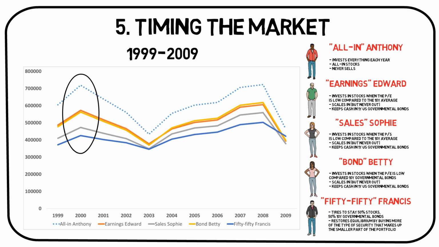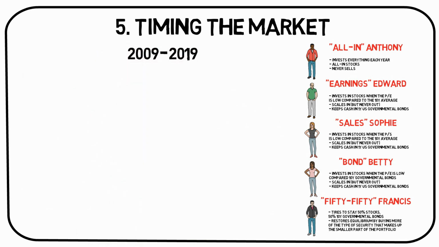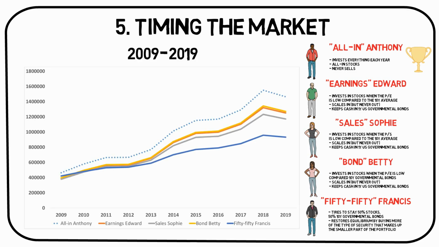Unfortunately, all the investing strategies took a hit in both the burst of the dot-com bubble and during the financial crisis. Some more than others, though. At the end of the decade, All-in Anthony is still in the lead. But it's no wonder that investors refer to this period as the lost decade. 2009 to 2019. And the winner is... All-in Anthony.